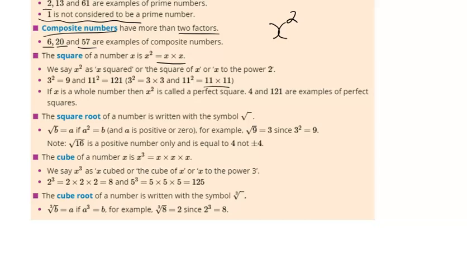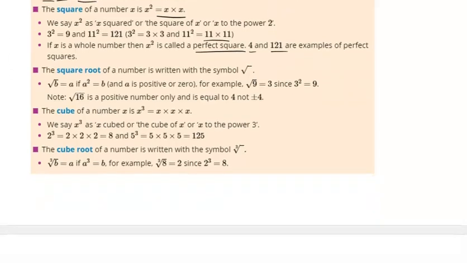So if x is a whole number, then x squared is called a perfect square. So 2 times 2 is 4. 11 times 11 is 121. These are examples of perfect squares. So just like we can square something, we can do the inverse, which is to find the square root. So we find that number times itself that gives us a number. So the square root of b will be a. So therefore, if we square a, we arrive back at b.